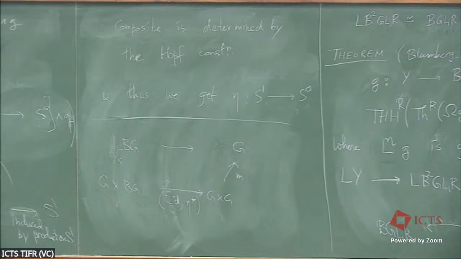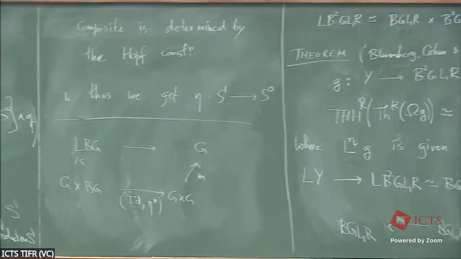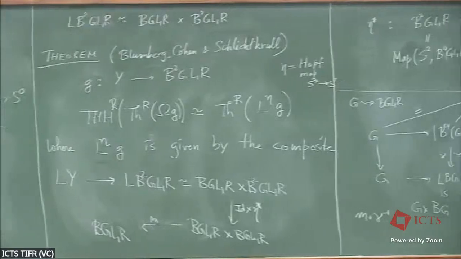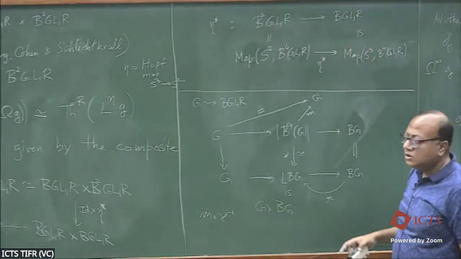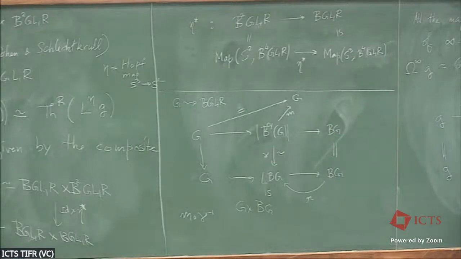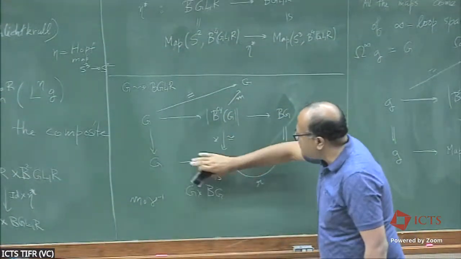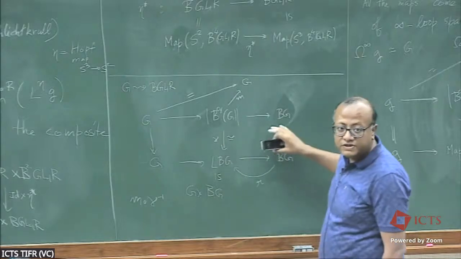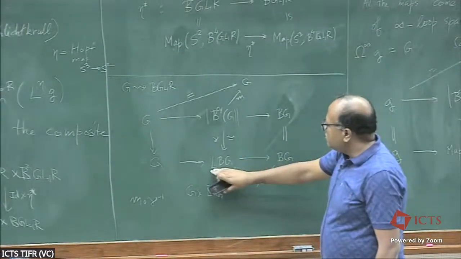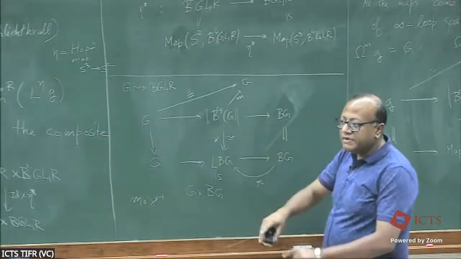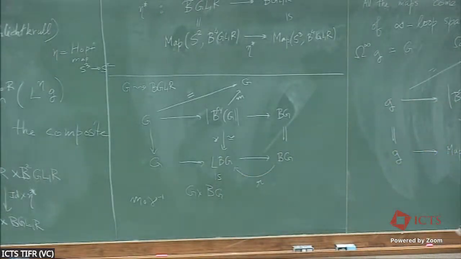Which one? Eta star is this one. Oh, because here I have this identification, right? What did I say? I said that everything over here is like a map of infinite loop spaces. So you write it as omega infinity of some spectrum, and you figure out the spectrum level maps. And then I wrote down what the spectrum level maps are.